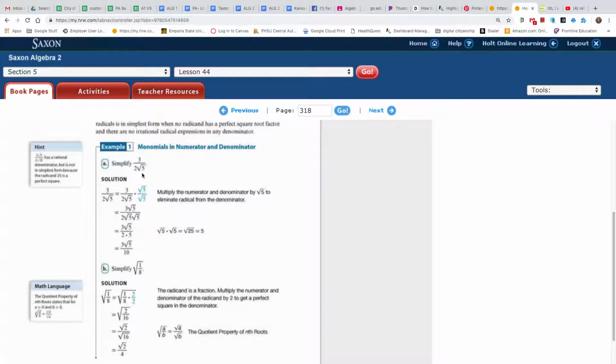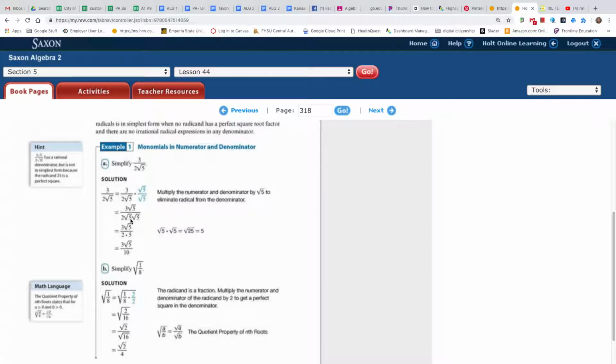Now, the reason this is a problem is because we can never have a radical in the denominator. So the 2 is not the issue. The square root of 5 is the issue. And the only way to get rid of a square root is if I have its square. So what they did here was they multiplied by the square root of 5, and whatever you do on the bottom, you have to do on the top, okay?